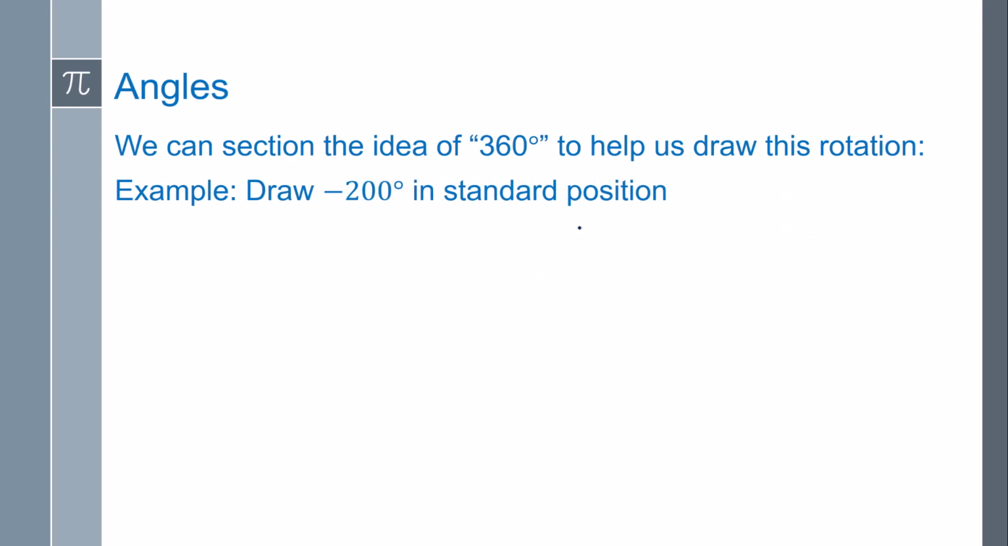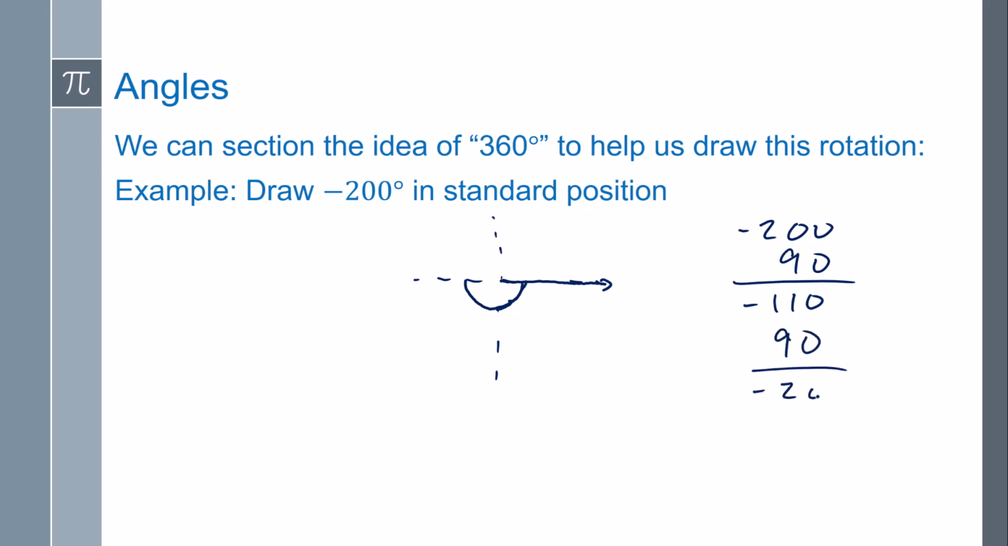Now this next one, it says negative 200. So I need to rotate in the negative direction. So the initial side is always going to be up on the positive x-axis. I know that if I rotate this much, okay, that's 90. Okay, so that's going to be 110 left. If I rotate that much, that's another 90. Okay, so I'm going to have negative 20 left. Okay, now I need to cut this up.